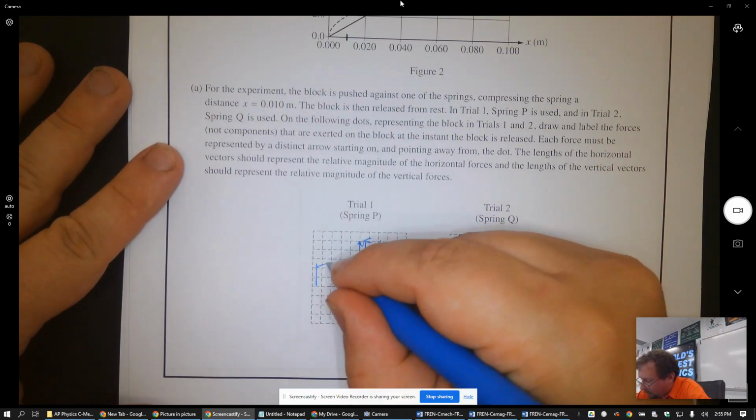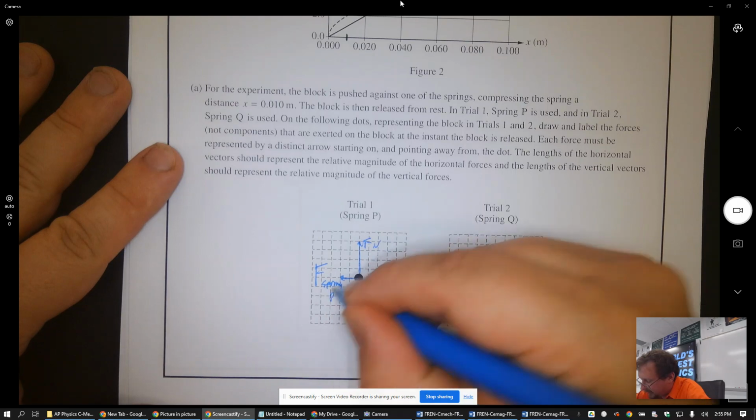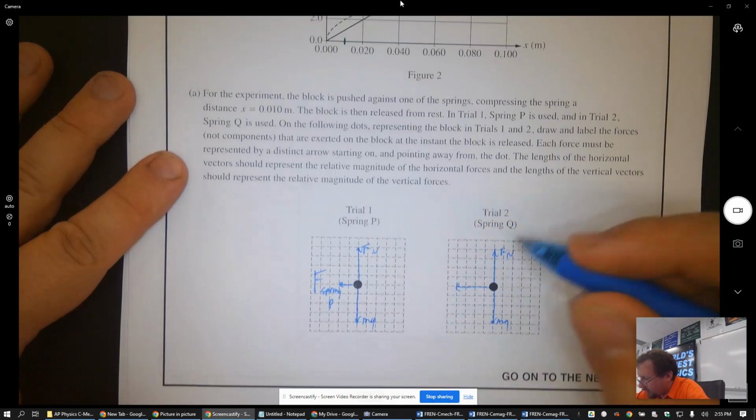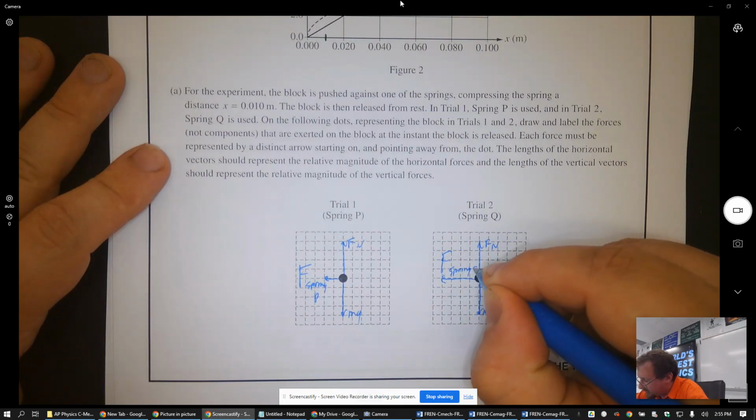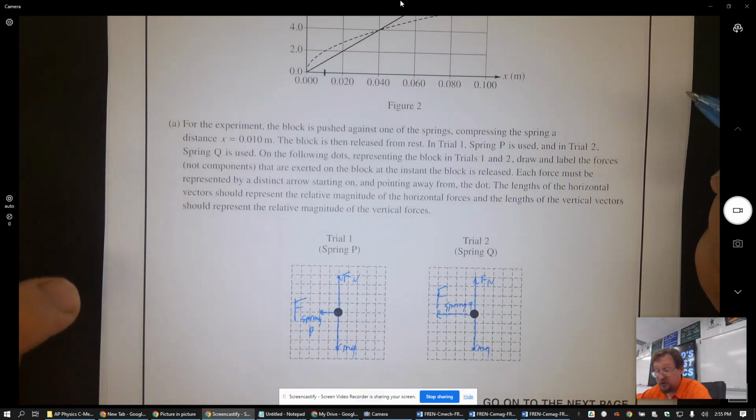The force of spring P, but I'm going to give this one a longer one because it looks like spring Q exerts more force. The force of spring Q. All right, everyone, it took us 2 entire pages. We love trees here at the College Board.